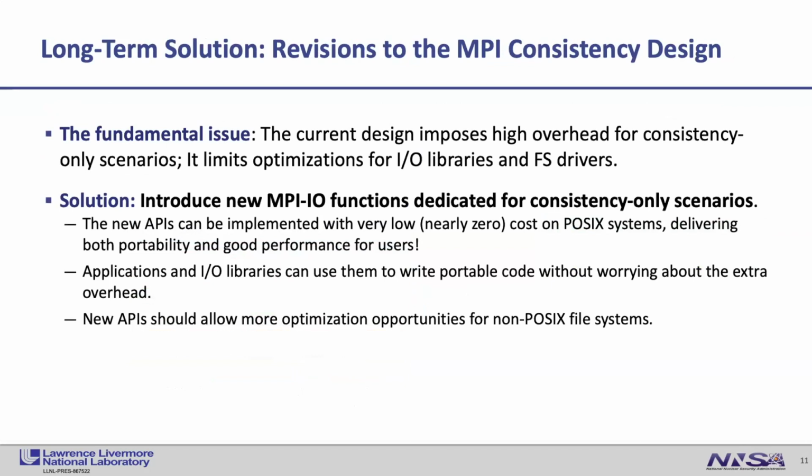Okay, so what is the better solution here? Remember, the fundamental issue is that the current MPI standard has a problem with its consistency design. It provides a single function that gives you both persistency and consistency. So there is no MPI API for consistency-only scenarios. I think this is an overdue function that we need to add to the standard. So we want to introduce probably 2 new MPI functions dedicated to the consistency-only scenario. Those functions are going to have nearly zero cost on POSIX files, because POSIX is already strongly consistent. An application like an IO library should be able to use those new functions at no cost on POSIX systems, and their code is going to become correct for all file systems supported by MPI.